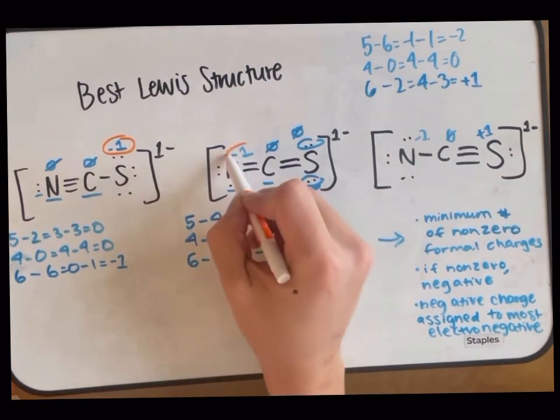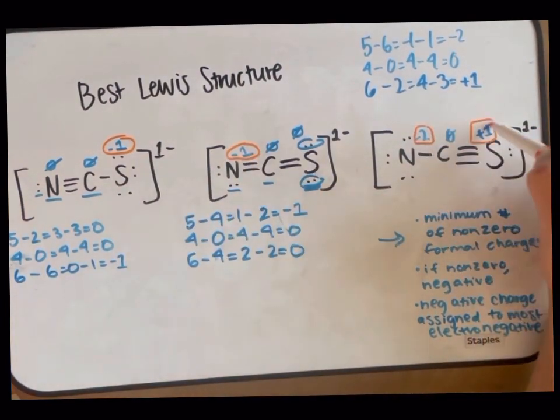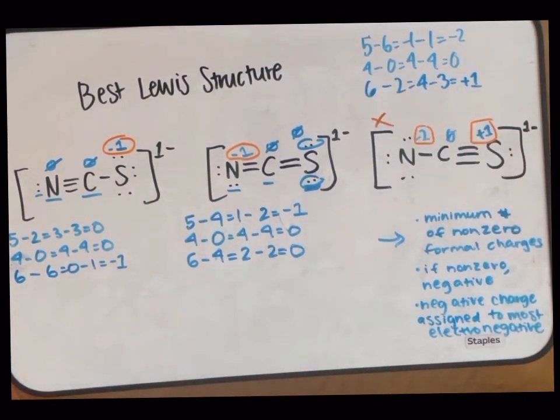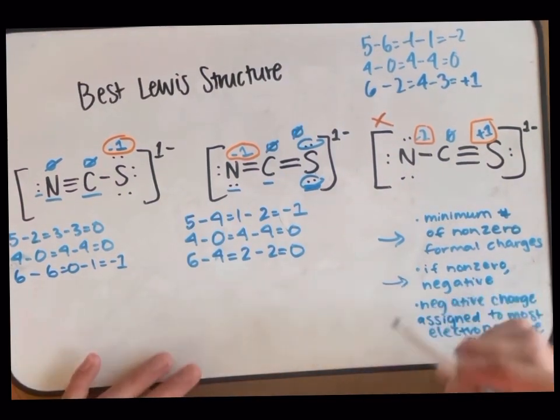So now we're going to look at first the minimum number of non-zero formal charges. In the first one, there's only 1. In the second one, there's only 1. But in the third, there's 2 non-zero formal charges. So therefore, the third one's not going to be our answer.